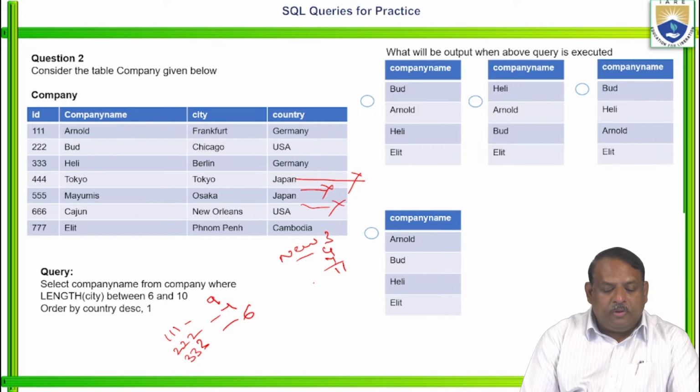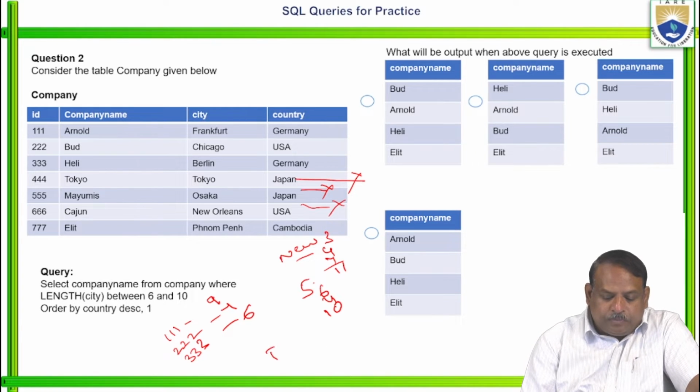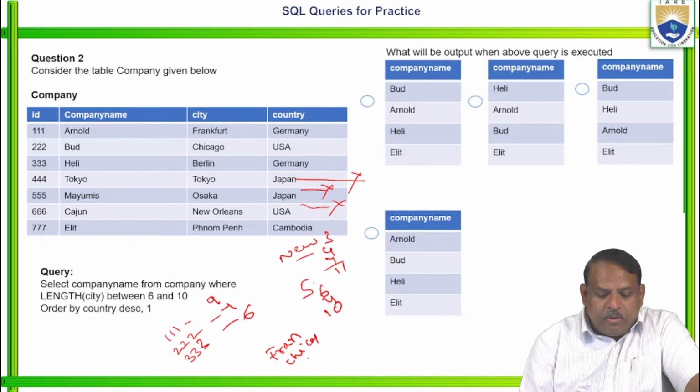Next, Phnom. It is 5, one empty space is 6, and 4. So out of 7 records, we don't need to consider 3 records. So we are left with Frankfurt, Chicago, Berlin, and Phnom.